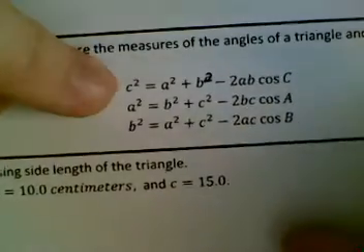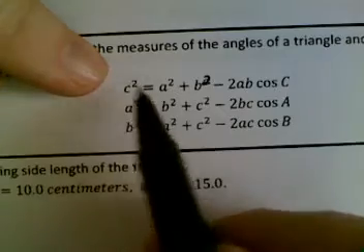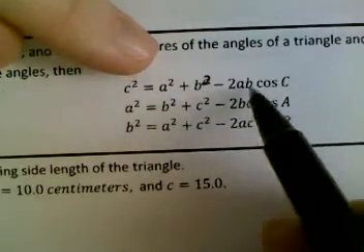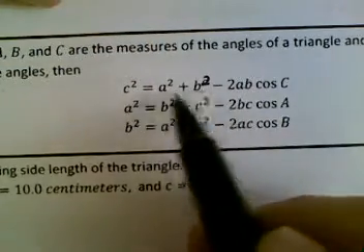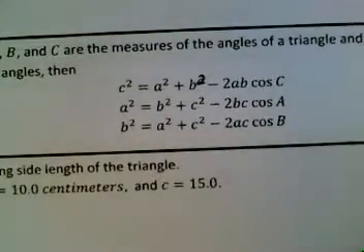So again, it's easy to memorize this. Side squared is equal to the other two sides squared added together minus 2 times those two sides again, cosine of the angle opposite that side.